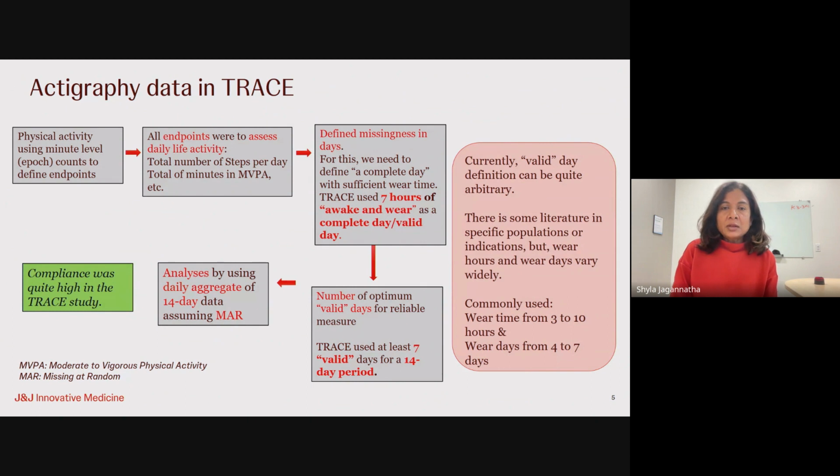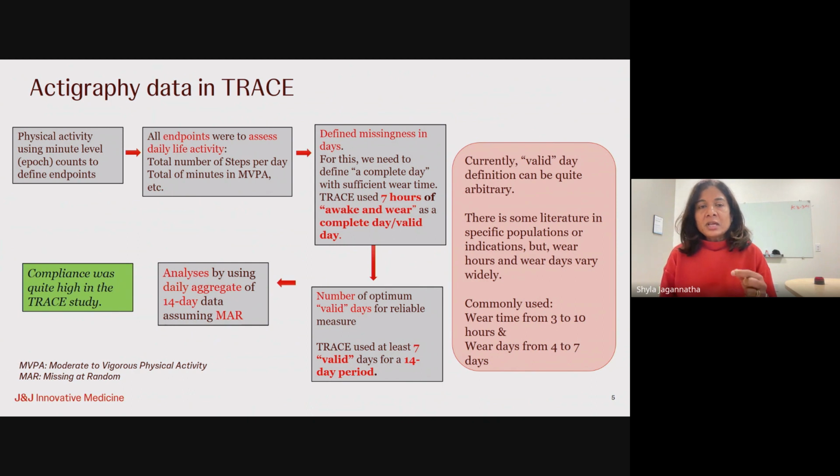So how did we use actigraphy data in TRACE? We had minute level data to define endpoints. Using the minute level data, we defined several endpoints to assess. Some of them I've kept, for example, the total number of steps per day, or the number of minutes the patient spends in moderate to vigorous physical activity, and others. So there were several endpoints defined to capture this daily life physical activity.